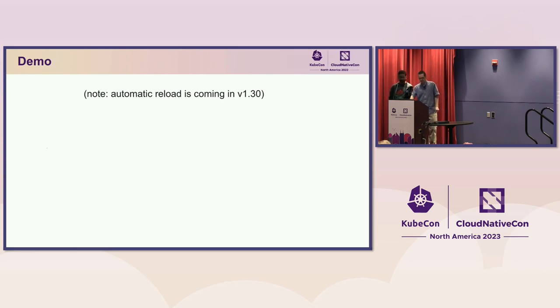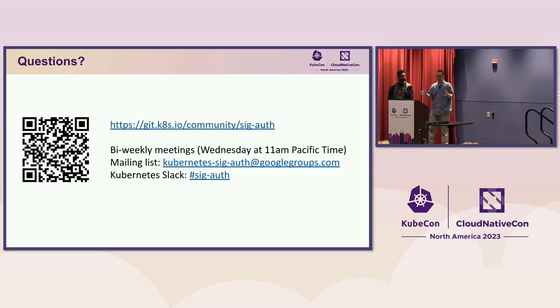If you have questions about any of the CEL stuff or any of the other stuff that we talked about or did this release or stuff that's coming up, I wanted to let you know how to get in touch with us. That's a link to the community page for SIG Auth. We have bi-weekly meetings, we have mailing lists, we have a Slack channel. We're very friendly, we promise. If you have questions or have ideas or want to help with the progression of some of these things, please come join us, participate, give your feedback, give your thoughts.